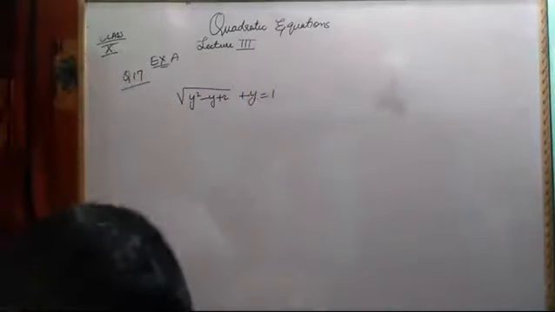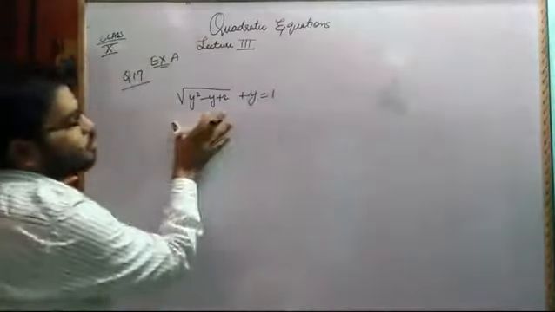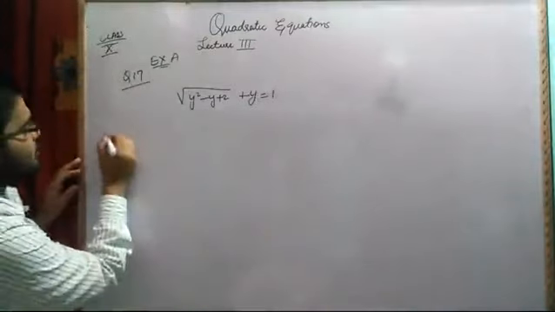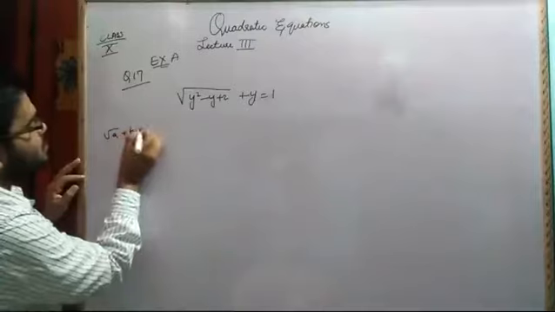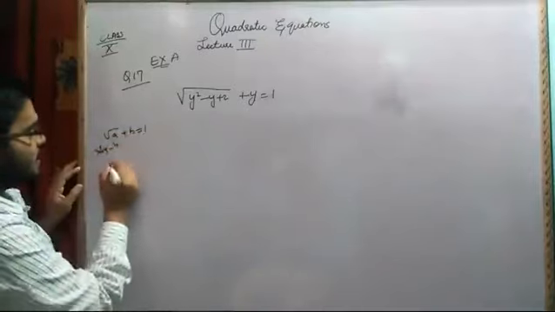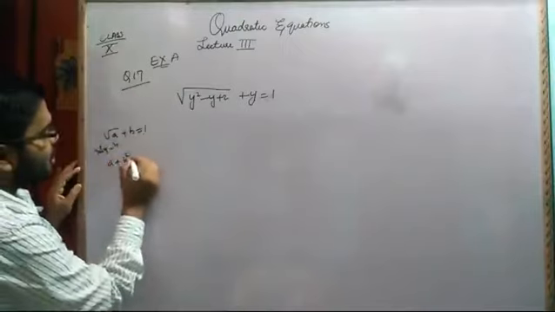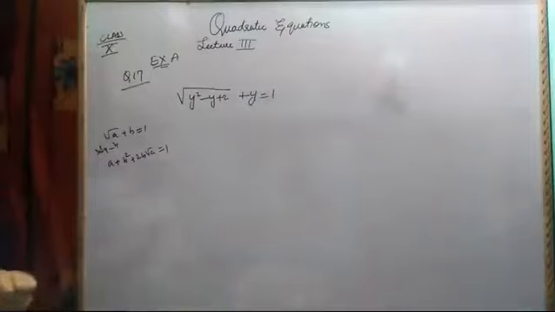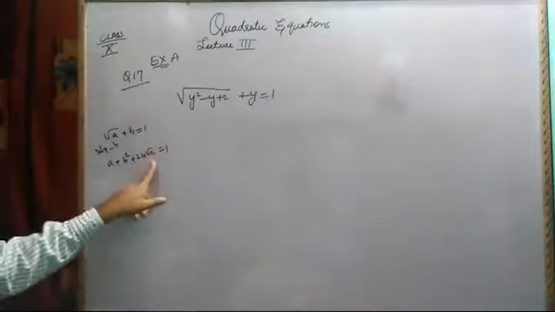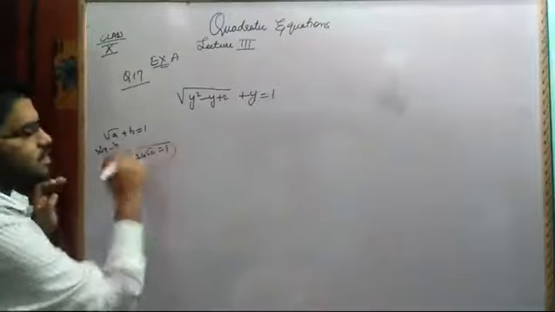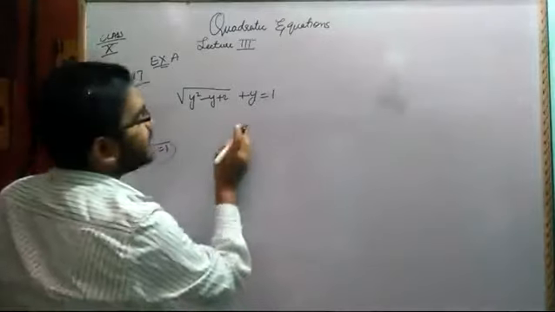Now we have to solve. How are we going to solve? If you square both sides right now, it will become complicated because it is in the form of root under a plus b is equal to 1. If we square both sides, I will get a plus b square plus 2b root a is equal to 1. Again I have to do squaring here. Now instead of this, if I do some modification, what will that modification be?